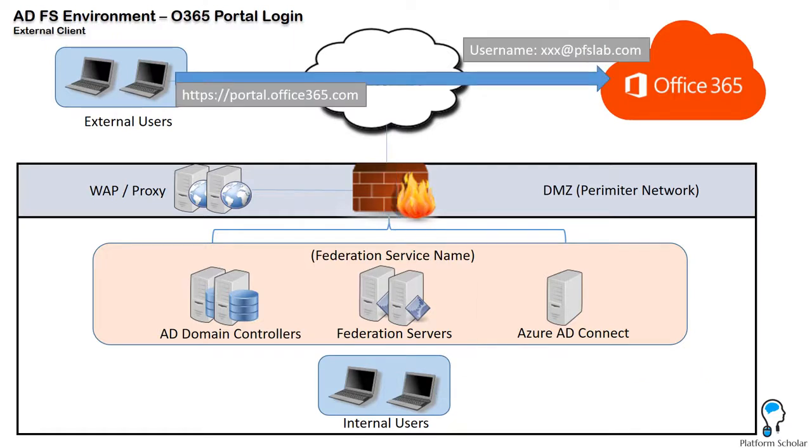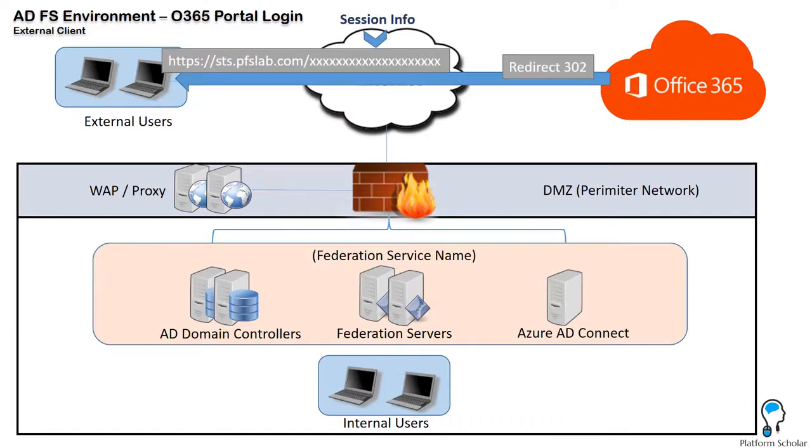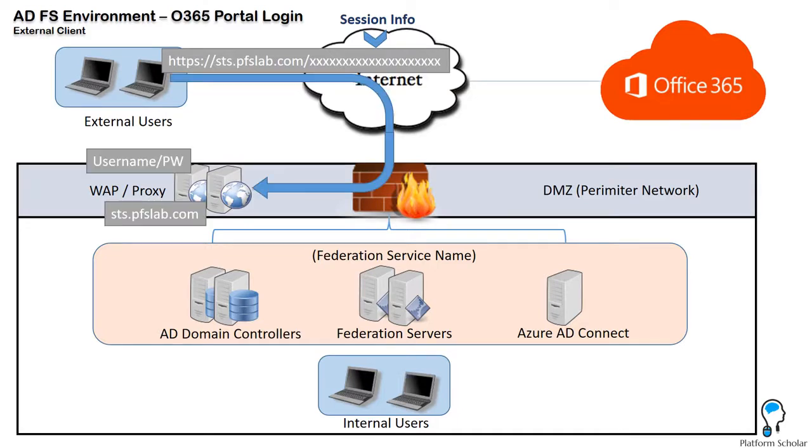The situation is very similar with external users as well. They try to access Office 365. Office 365 recognizes that we're dealing with a federated domain and will send a redirection to the same URL. Only this time, the external users can't access the Federation server directly because it's on the other side of the firewall. But a DNS lookup from outside the organization will resolve to the proxy servers instead of the Federation servers, so that URL brings them to the proxies.